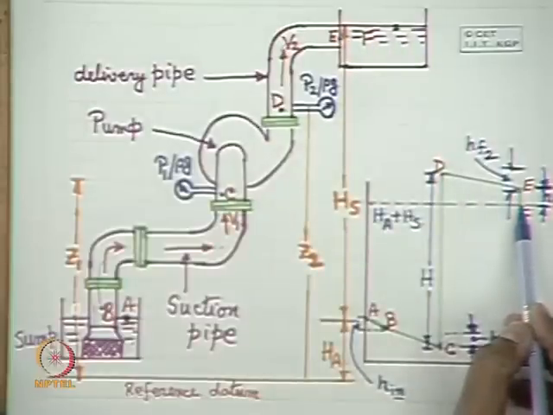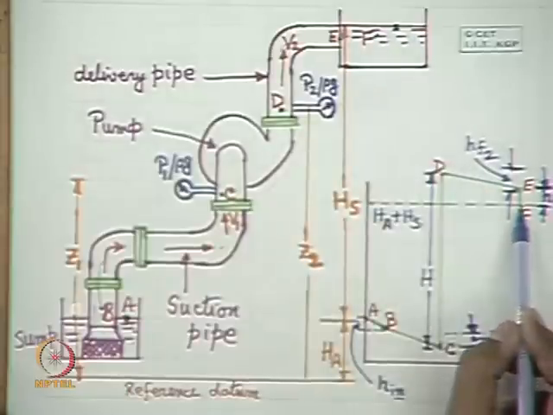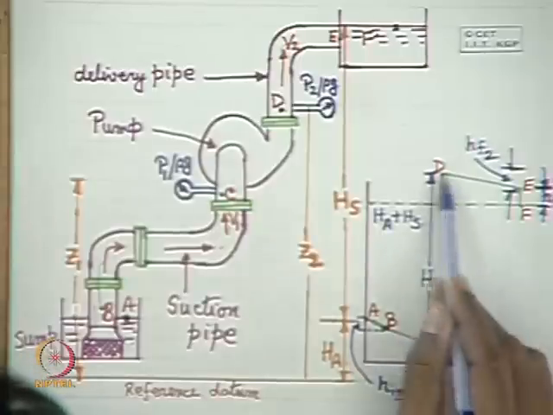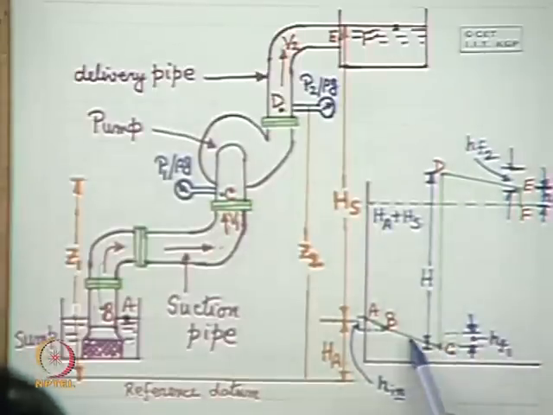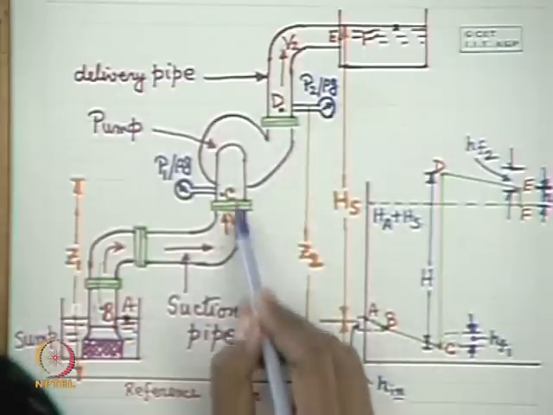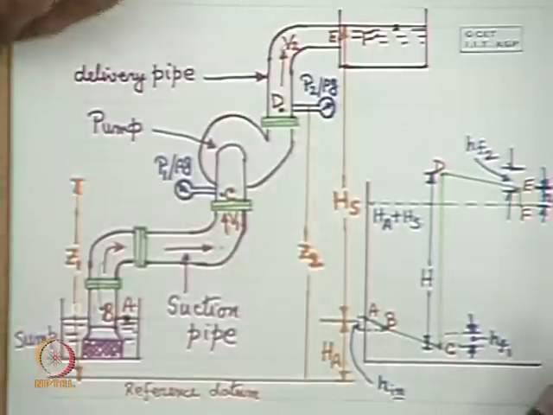So F is the point where the fluid is at rest in the upper reservoir and having the energy HA plus HS. So this is the flow diagram for the energy in the course of flow of the fluid through the suction pipe, pump and the delivery pipe. I think you have understood this well. Okay.